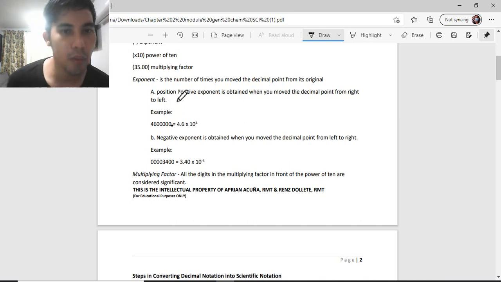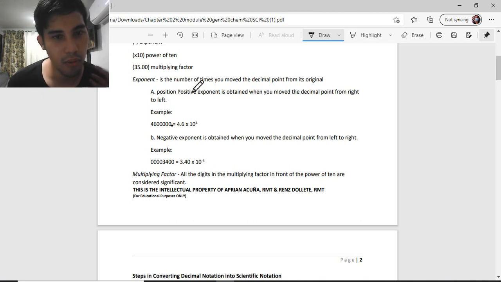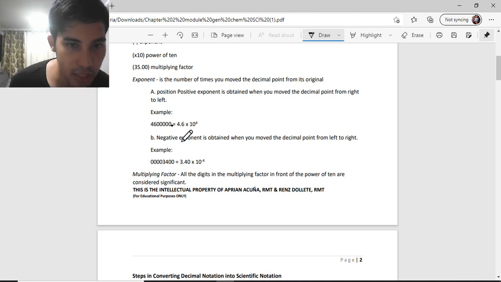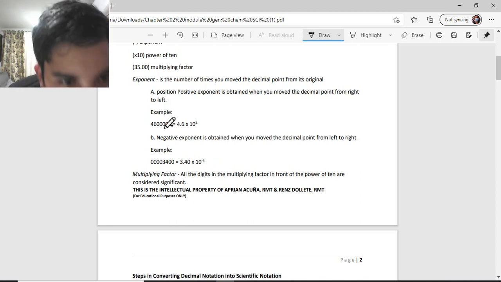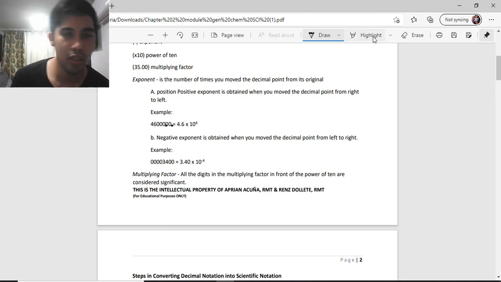To convert to scientific notation, you need a multiplying factor, which is your 4.6, and then a power of 10 with its exponent. How did it become an exponent of 4, class? I think it should not be. Okay, there is an error in the module. So, converting.